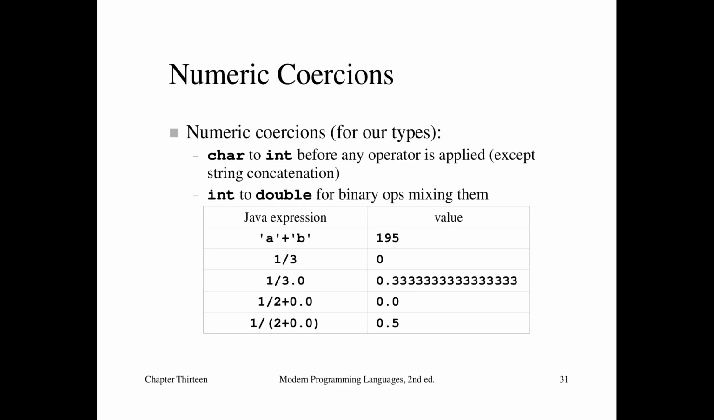Numeric coercions, right? We all should know this. Things are automatically coerced to a larger type before any operation is applied. For example, characters get converted to ints if we're operating with ints, excluding when it's string concatenation. Ints are automatically coerced to doubles for binary operations mixing them, right? Everything is automatically coerced up to larger data types at the primitive level. You have to do an explicit cast if you want to go the other direction.